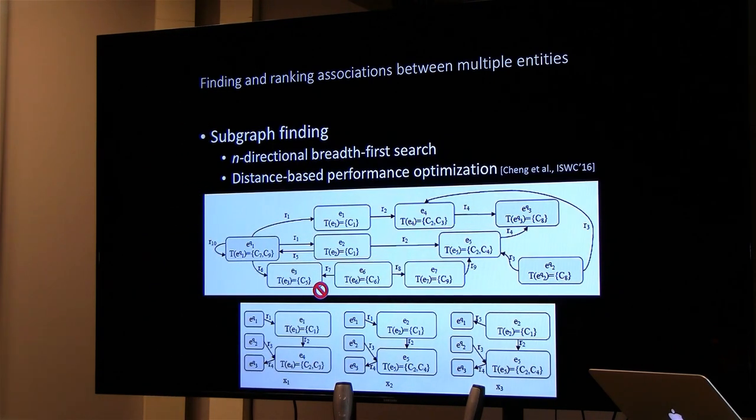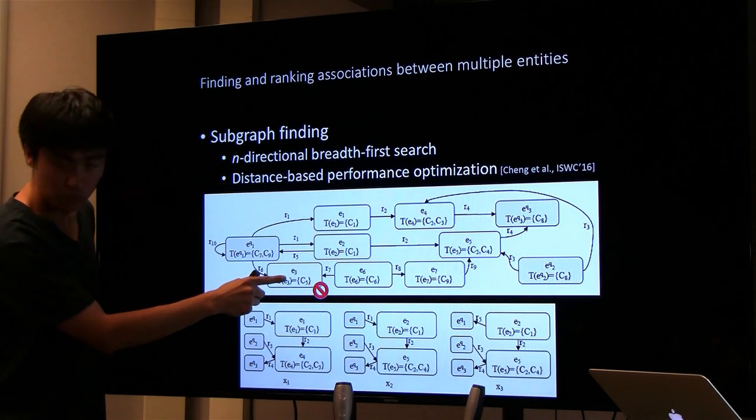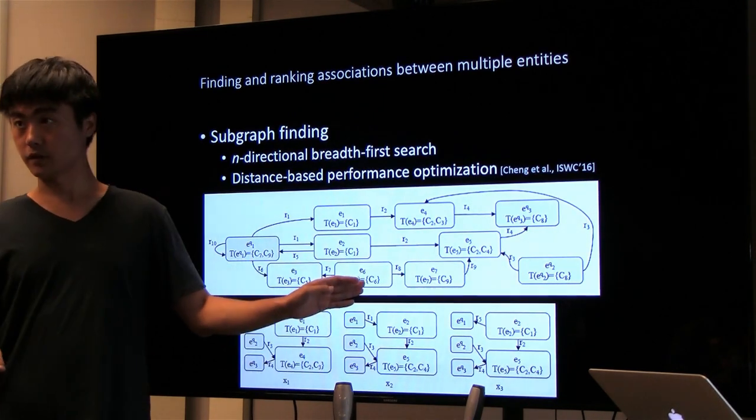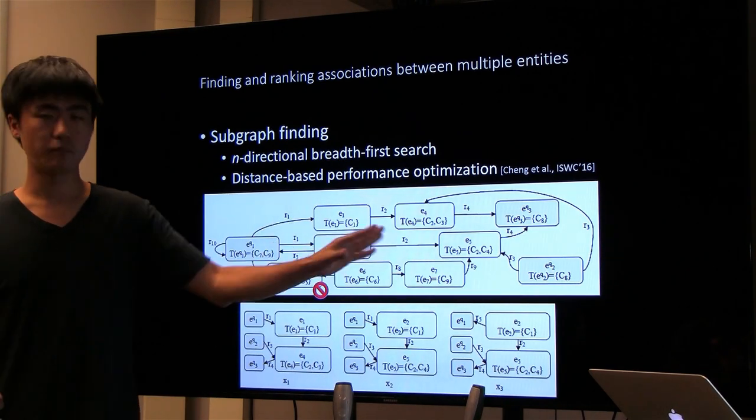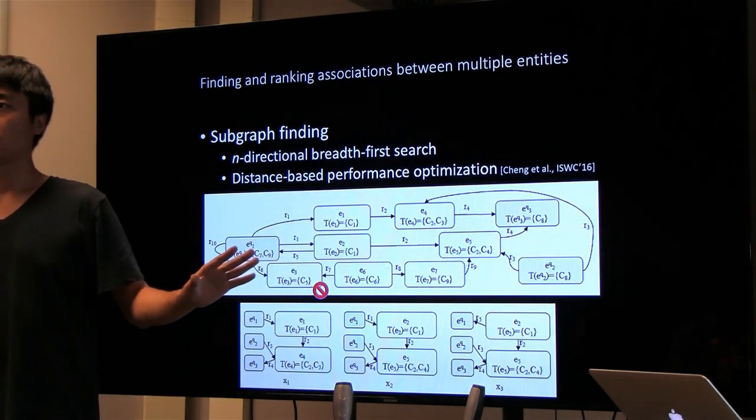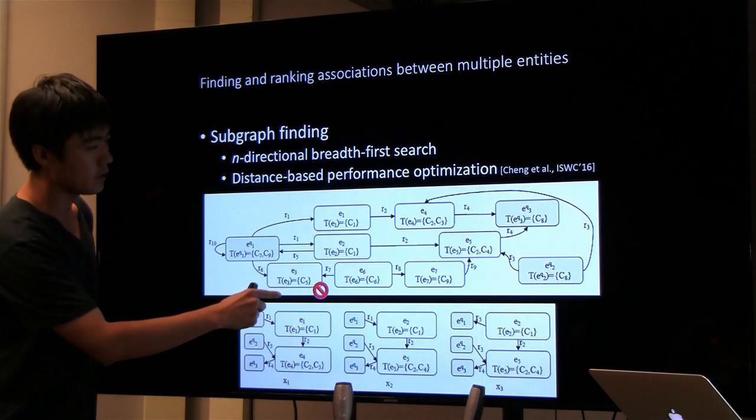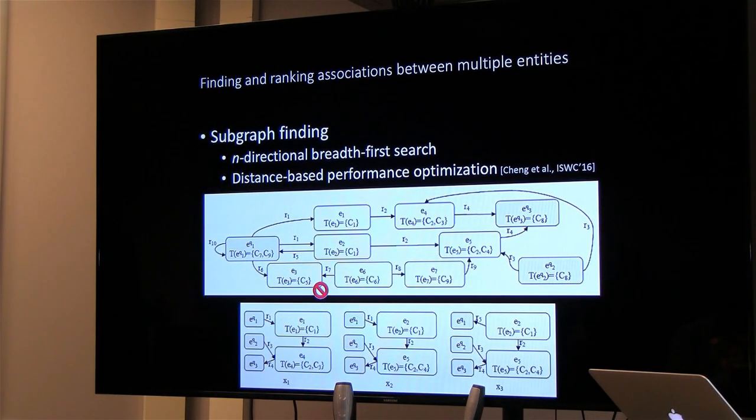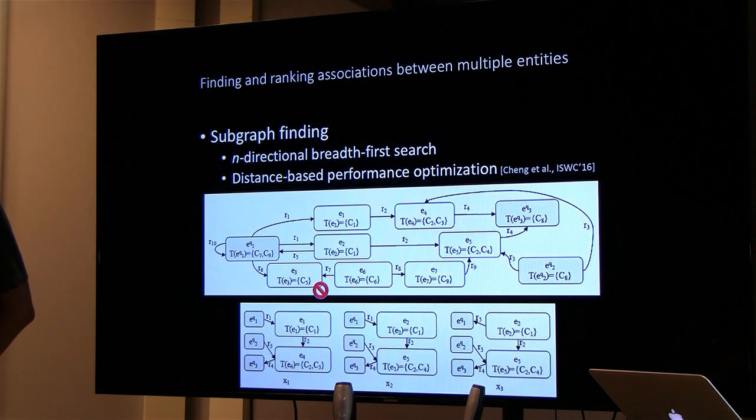Because we are interested in paths of length 3 or less, when we start from EQ1 and do BFS, we move to E3. Usually we can continue one step further, but in this work we will just stop here. We can safely prune the remaining search space. Why? Because at this point, we know that the distance between E3 and EQ2 is actually 4. It already exceeds the allowed diameter of the subgraph that we are looking for.